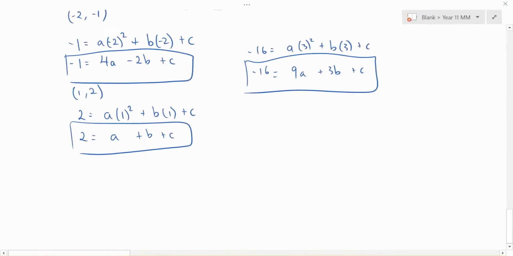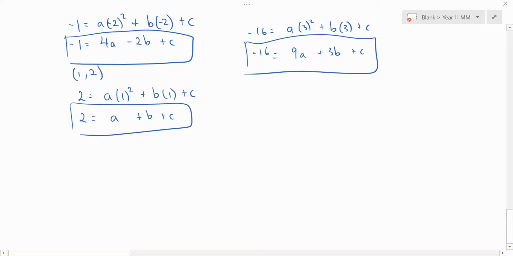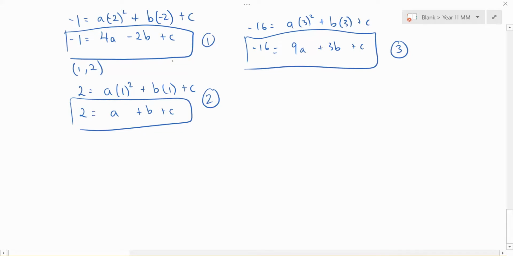Otherwise, all right, we can do this by hand too. Just for those who are interested in doing it by hand, I'm going to call this equation 1, equation 2, and equation 3. What I'm going to do is eliminate the C, because you can see C and C, they're the same quantity.